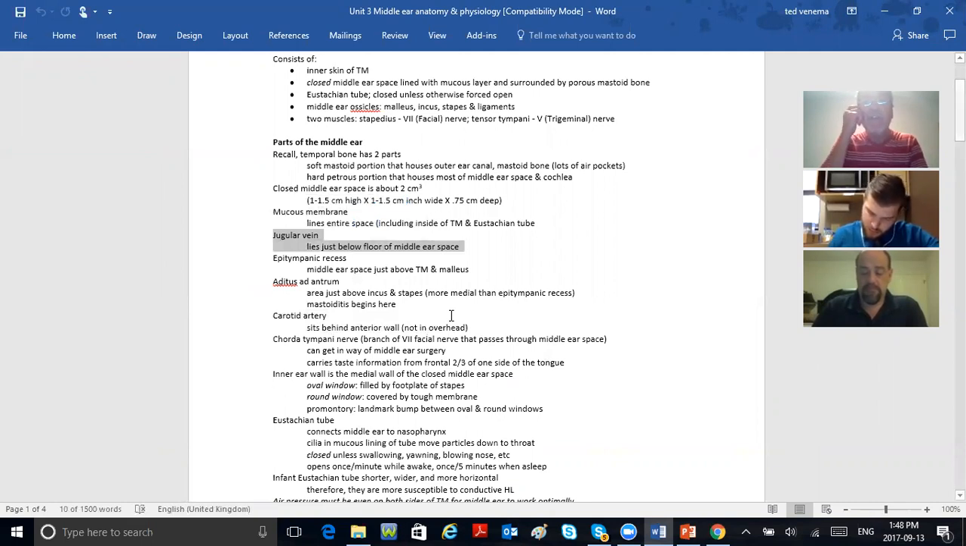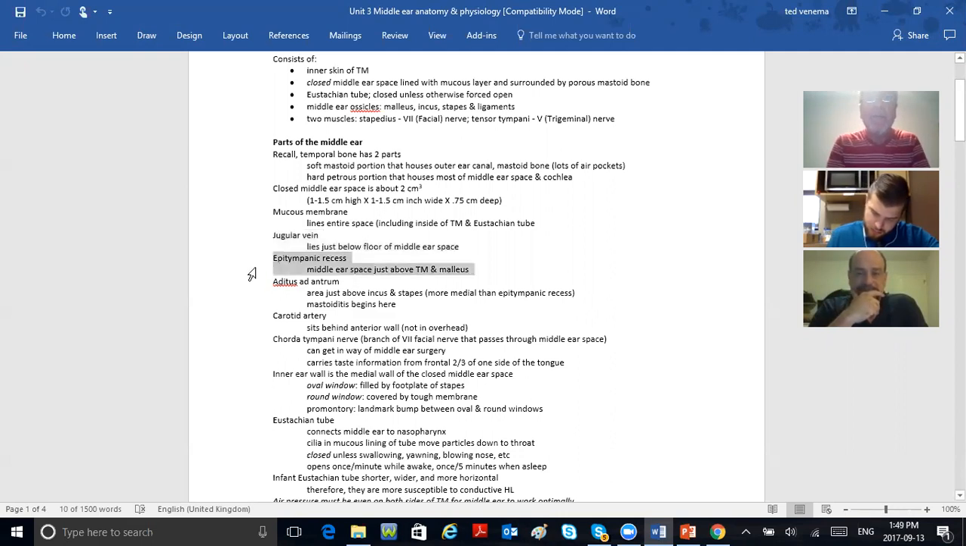So that's why some people say they can hear a little bit of their heartbeat. That's the pumping of their carotid artery right near the middle ear space. I just thought I'd tell you that.